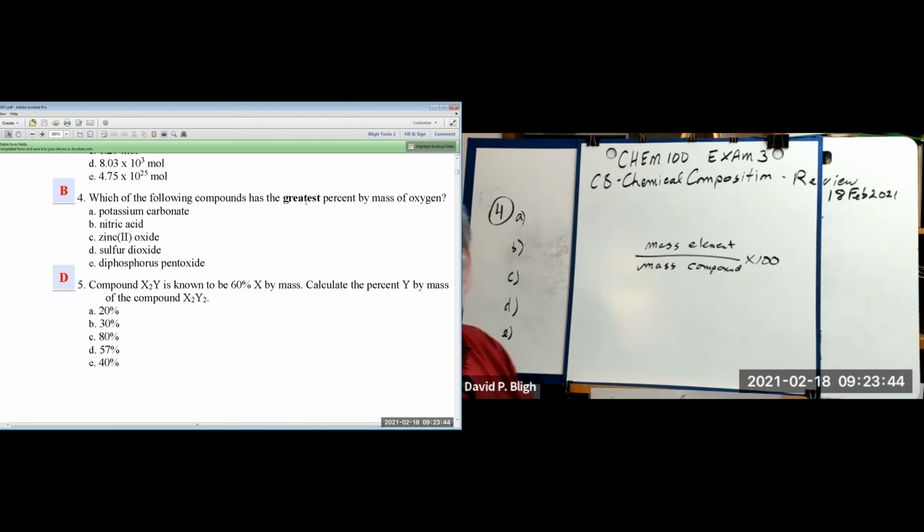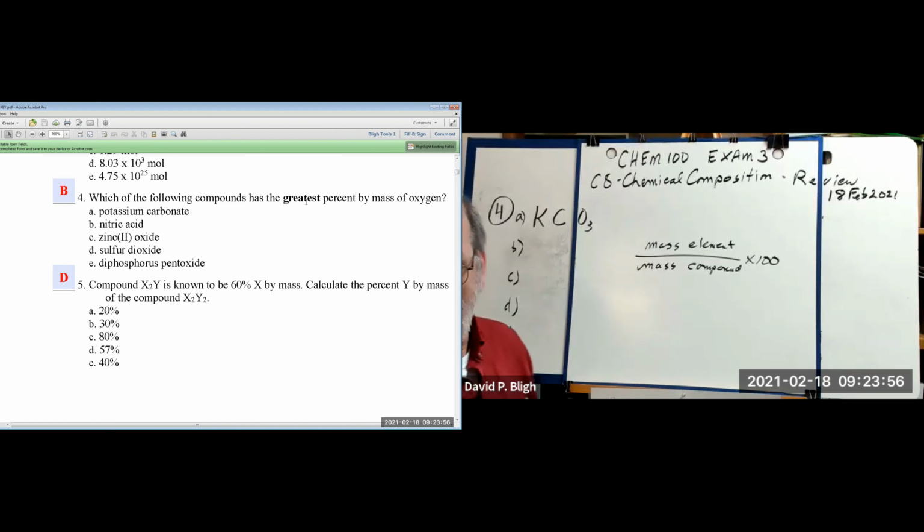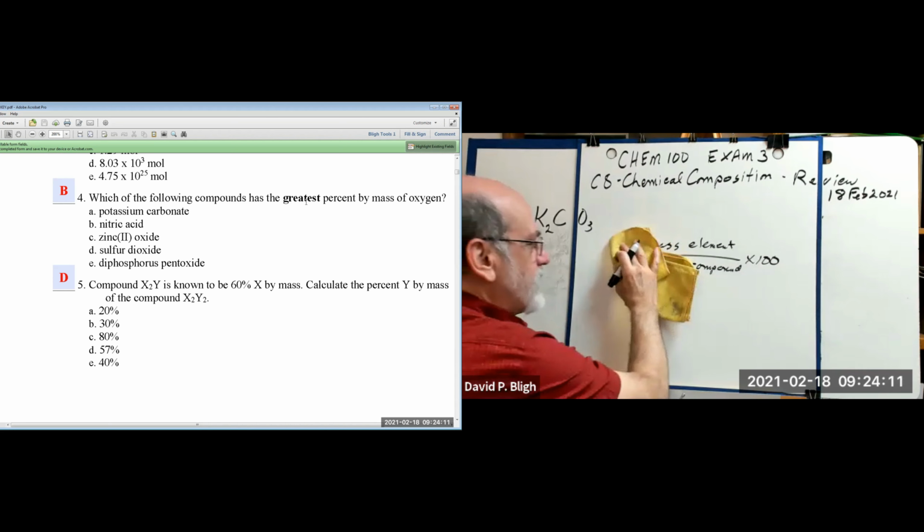So the first one, potassium carbonate. This is like question number 1. Potassium carbonate. CO3 is 2-, and potassium is 1+, so you need 2 of them. Okay? So we're going to do that first. Nitric acid. All right? You have to remember how we name acids.